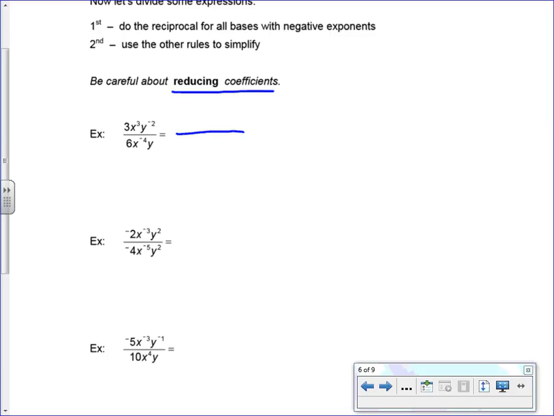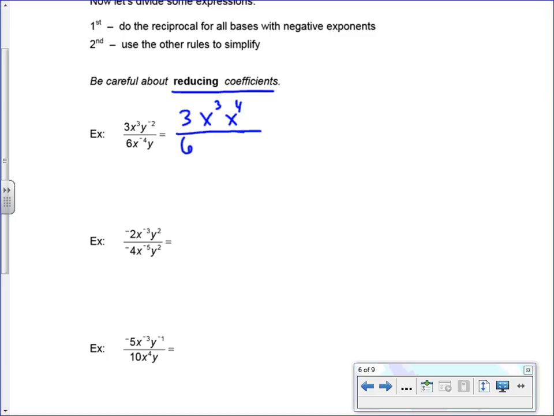Okay? Do I move the 3? No. Do I move the 6? No. Do I move x cubed? No. Do I move x to the negative 4? Yes. And since it started on the bottom, where do I move it to? The top. Don't forget to change it to a positive 4.